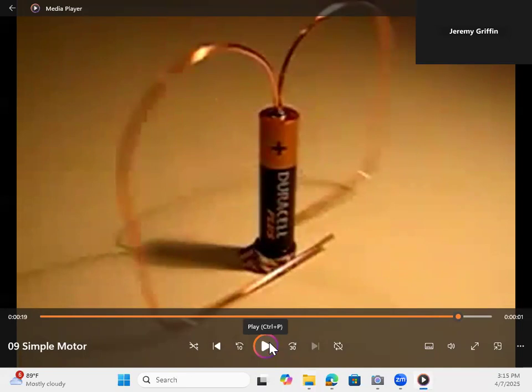Go counterclockwise. Or what if you left the battery there and you took those magnets and you flipped the magnets upside down, reverse the north and south? Would that also change the direction? Yeah, because this all comes back to right-hand rule.